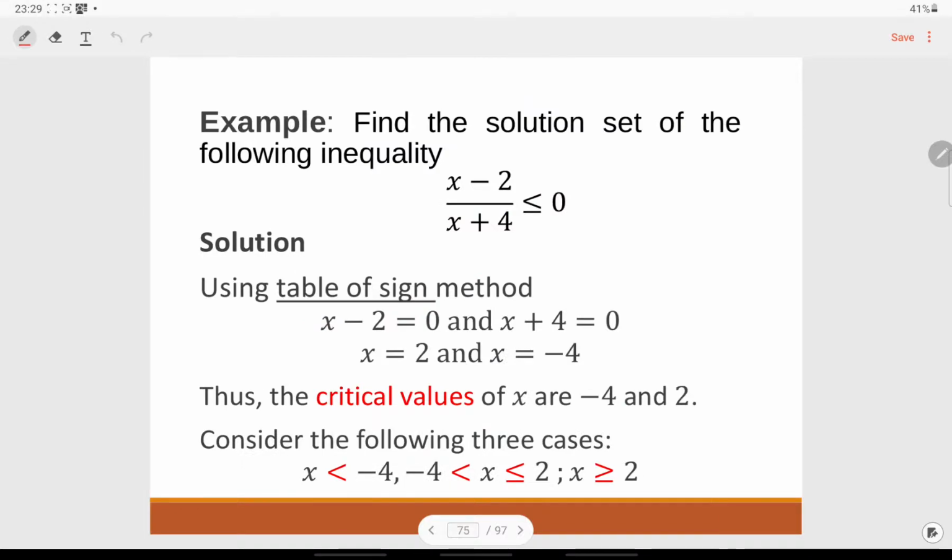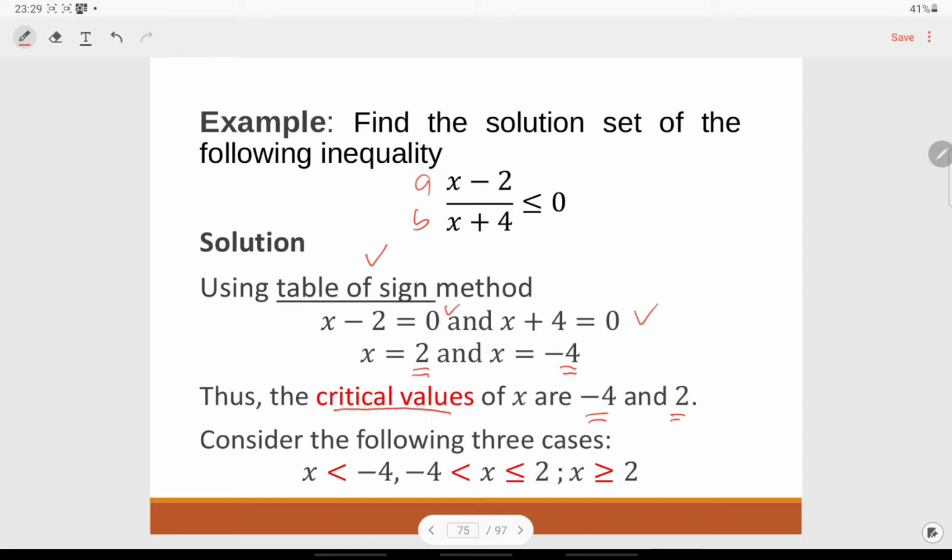And then the final one, the same question, but this time we are using the table of sign method to solve this problem. Okay, so in the table of sign, again, we need to find the critical values. That means we need to assign both A and B equal to 0. Why? Because we want to find the critical values. So we solve for X, we obtain the following critical values, -4 and 2.